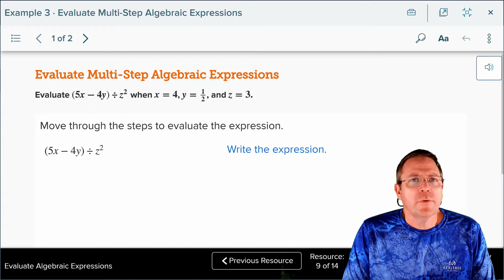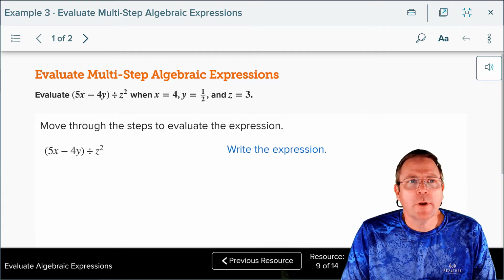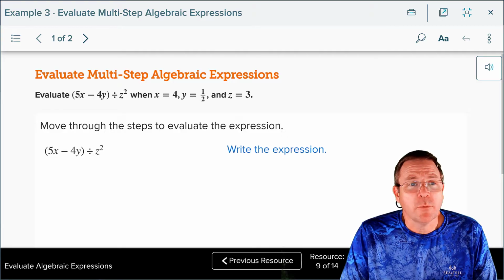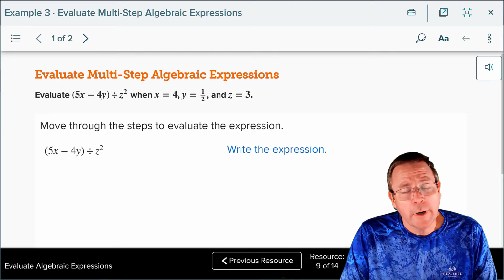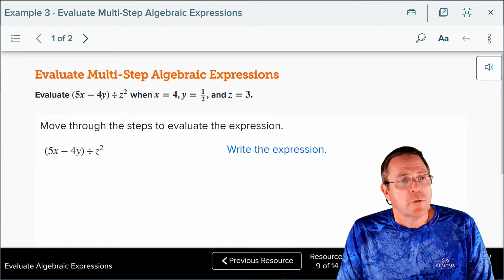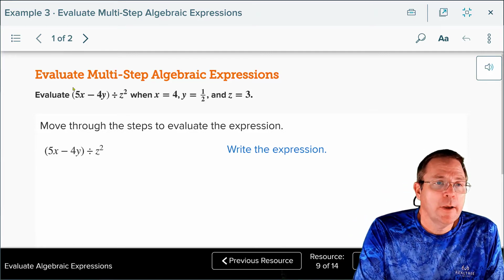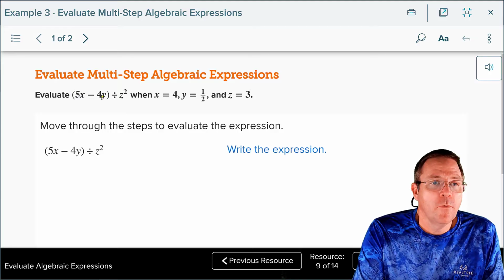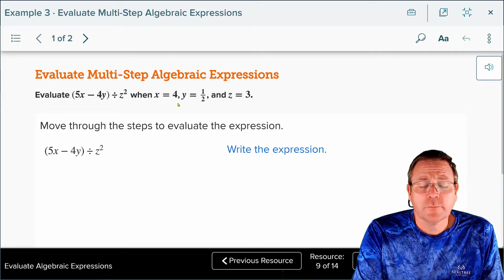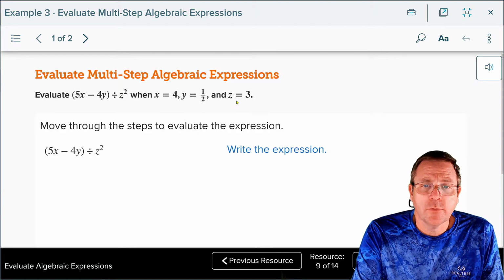We're starting off this lesson with Example 3, where we're going to evaluate some multi-step algebraic expressions. This time they've given us a big old honking problem where we're going to have to use the order of operations that we've learned about in previous chapters. So they want us to evaluate (5x minus 4y) all divided by z squared, where x is equal to 4, y is equal to 1/2, and z is equal to 3.